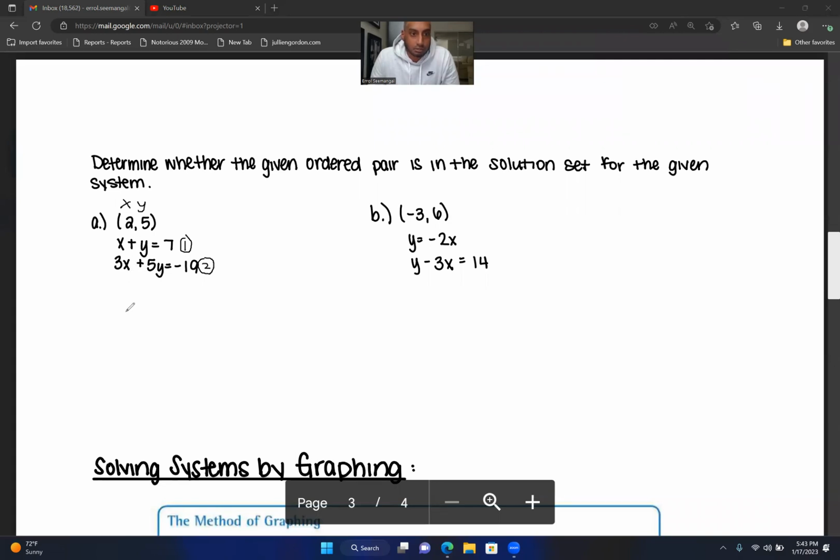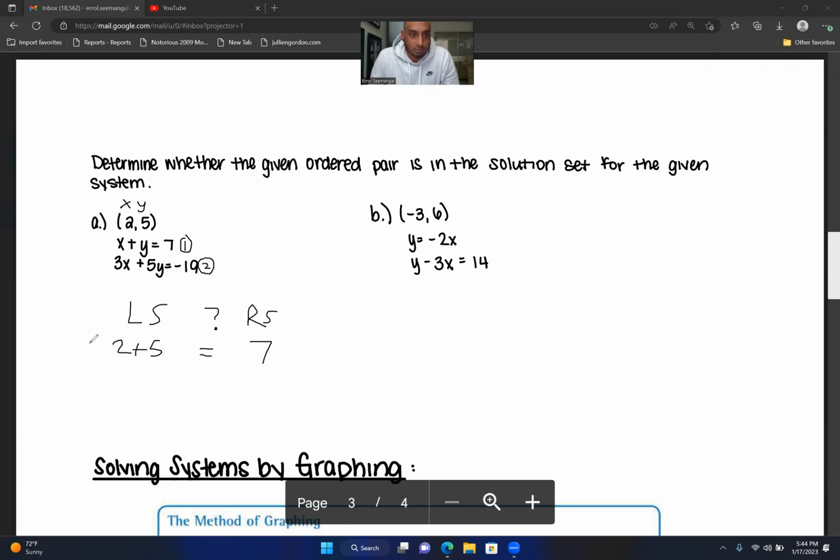So on number 1, we have left side and right side, right? The left side is basically 2 plus 5, right? And the right side is 7. Is 2 plus 5 equal to 7? Yes. Okay, so the first one checks out.